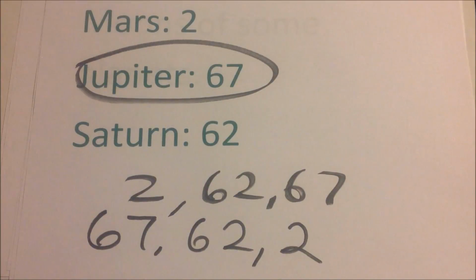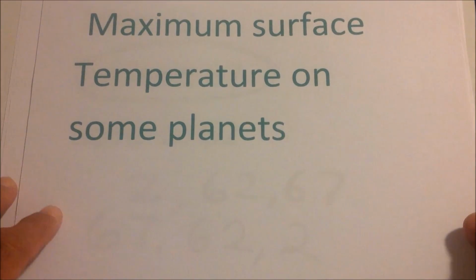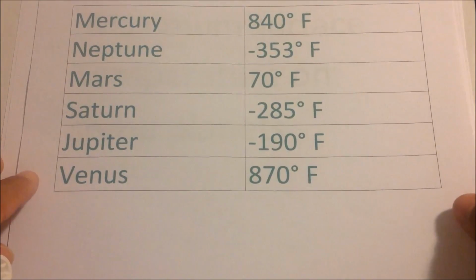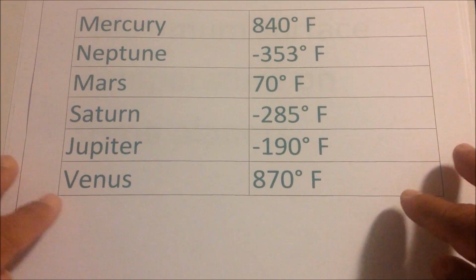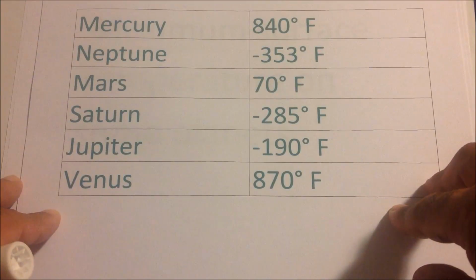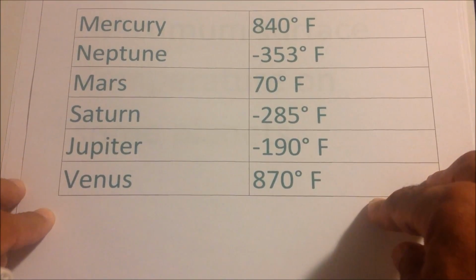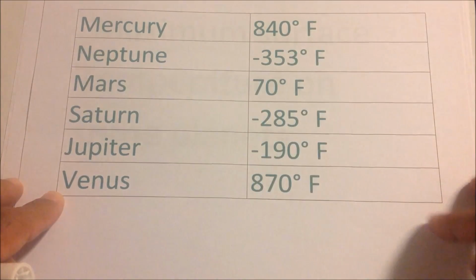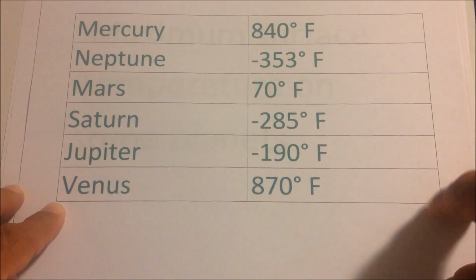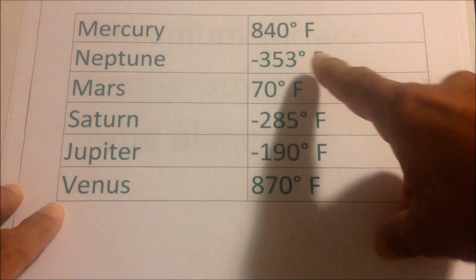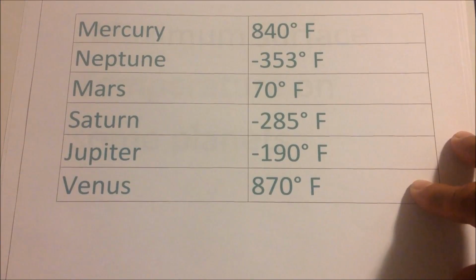So let's look at one with negatives. We'll order the numbers. We'll use the maximum surface temperature on some planets. So I'll pick a few here. And remember, this is the maximum temperature. This is the hottest they can go, and sometimes they can be hotter. So you can see Mercury, 840 degrees, very hot. You don't want to go there. And Mercury also, the other side of Mercury is very cold. It's colder than Earth. And Neptune, negative 353 degrees. Very cold, extremely cold at Neptune.